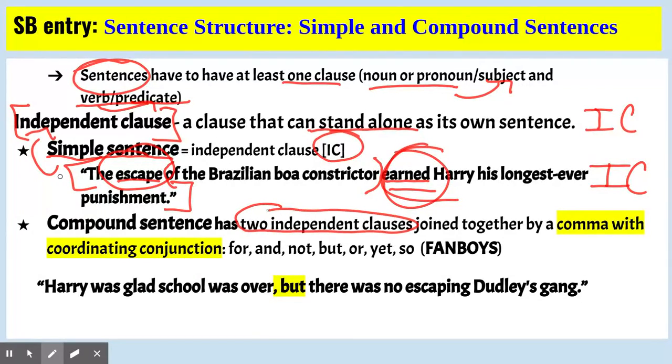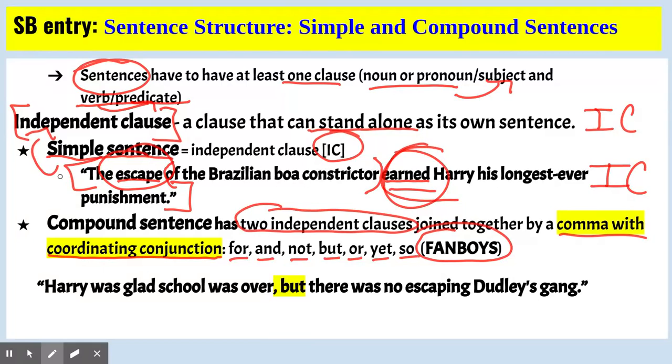or two simple sentences joined together by, and right now there are a couple of ways, but we're going to look at using a comma with a coordinating conjunction, which Miss Murray also calls by the acronym FANBOYS, which is for, and, nor, but, or, yet, and so. And the example I've got down here for us to look at is: Harry was glad school was over, but there was no escaping Dudley's gang.